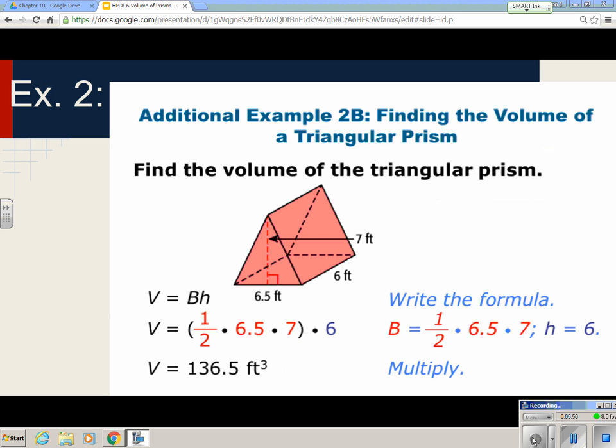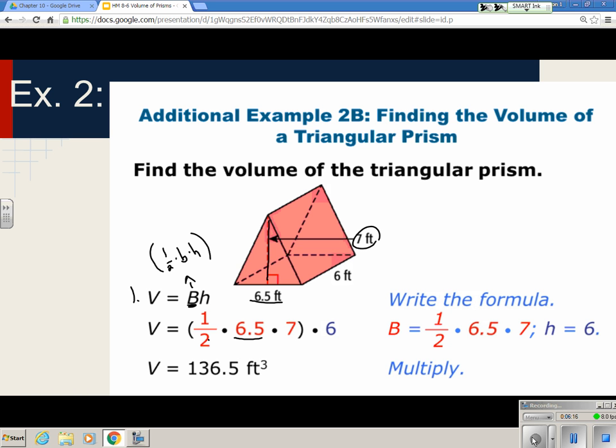All right, so here's another one with a triangular base. Remember the formula is volume equals base times height. So the base in this example is a triangle, so it's 1/2 times base times height. So 1/2, obviously, the base is 6.5, and the height, we have an arrow over here to show that this is 7 feet.